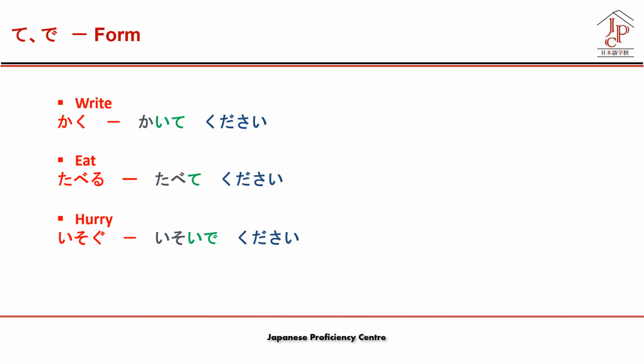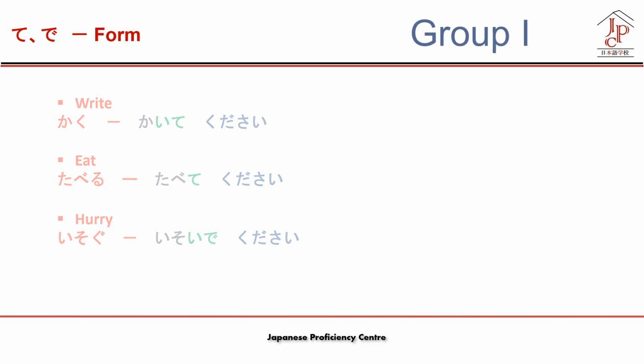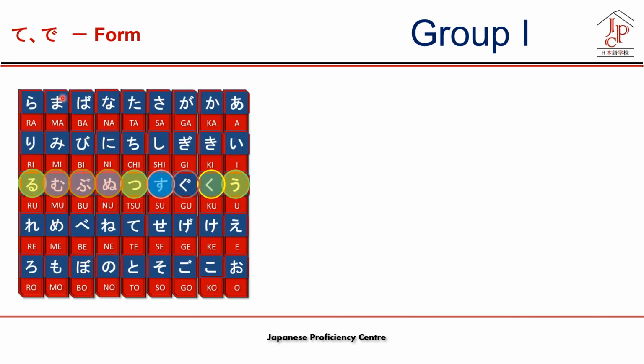So the last letter of each verb is getting replaced by a different set of letters, right? So let us learn the rules for conversion. We know that the Japanese verbs end with only u sounds. U, ku, gu, su, nu, bu, mu, or ru. First group can end with any of these letters. And these first group verbs can be classified into 5 different categories based on their last letter.